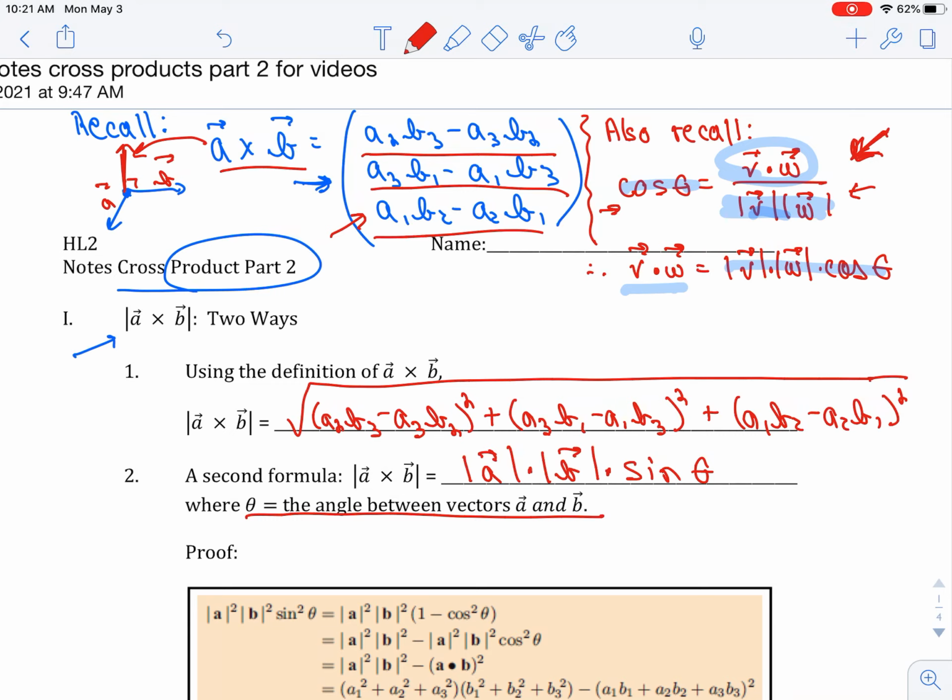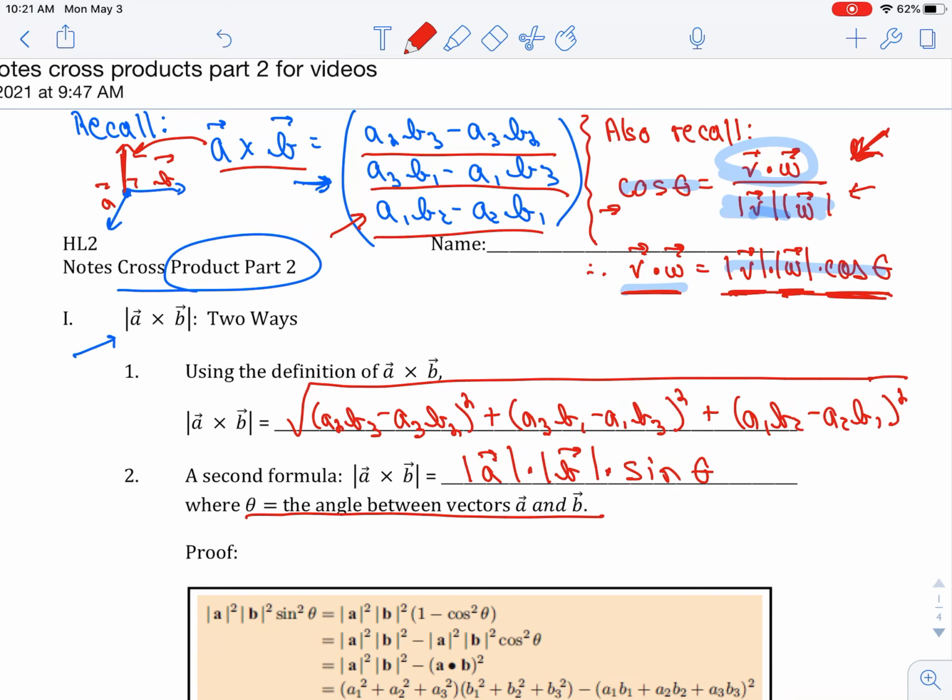Now, notice that this, of course, is not the magnitude of the dot product, because that doesn't make any sense. The dot product already is a number. And then this will just be a number, because this is magnitude, that's magnitude. Those are both just numbers. Cosine of theta is just a number.